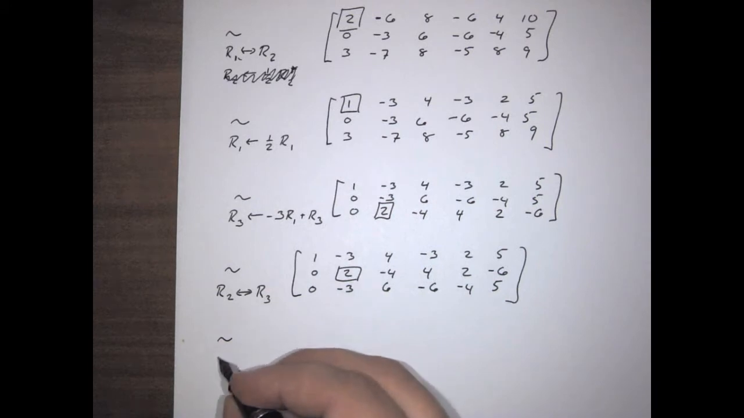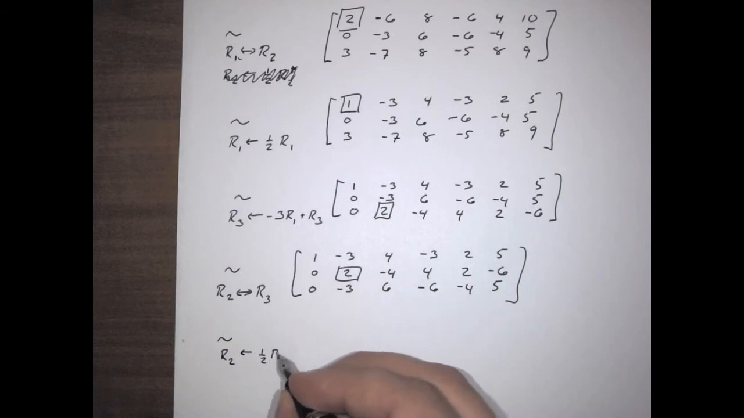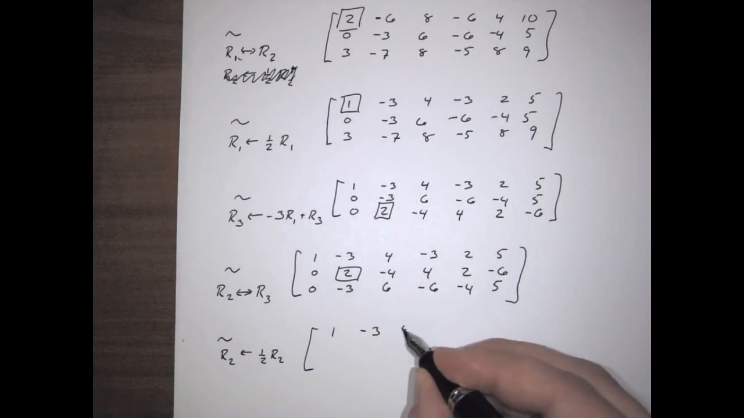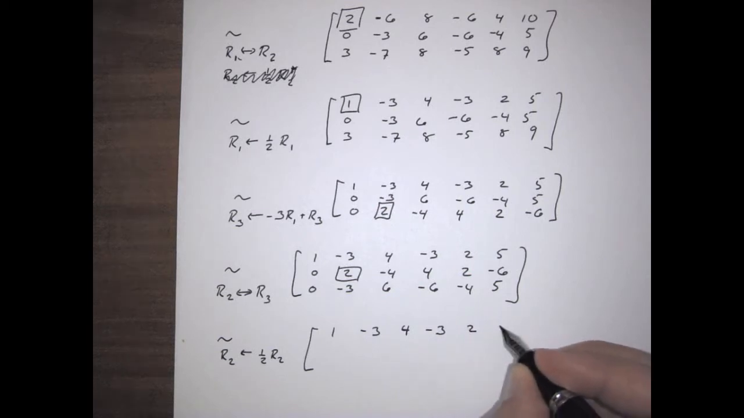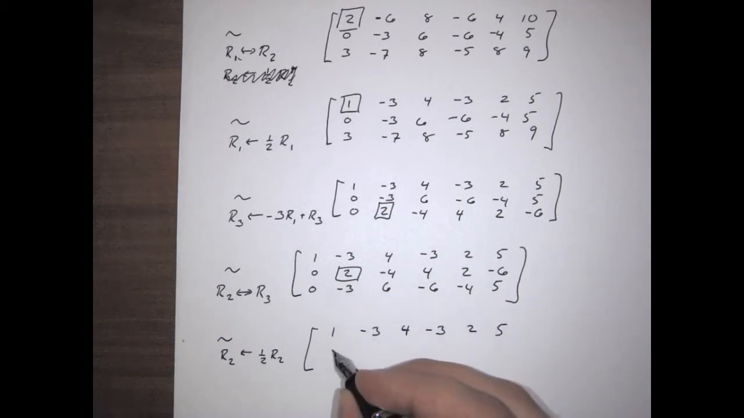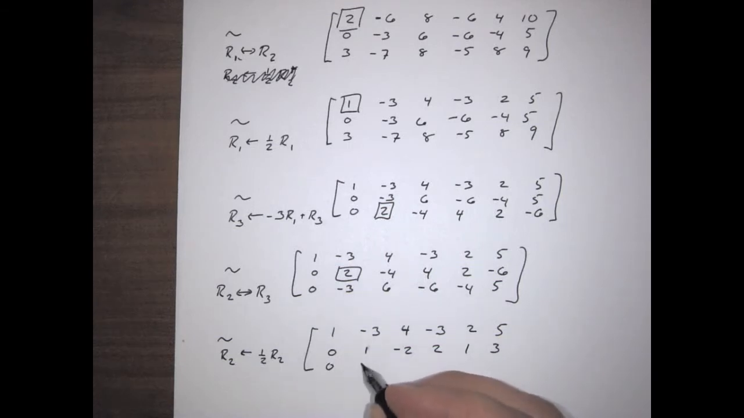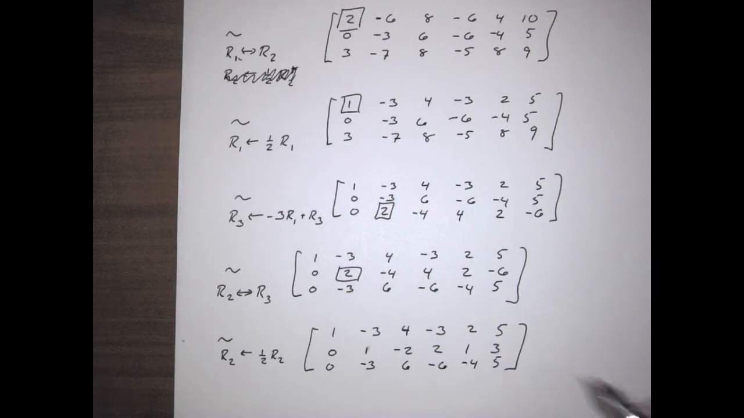So now for scaling, we'll take row 2 and we'll replace it by half of itself. 1, negative 3, 4, negative 3, 2, and 5. 0, 1, negative 2, 2, 1, 3, and then 0, negative 3, 6, negative 6, negative 4, positive 5.